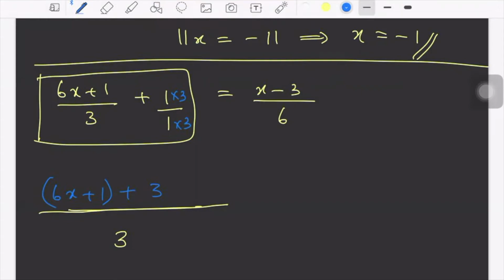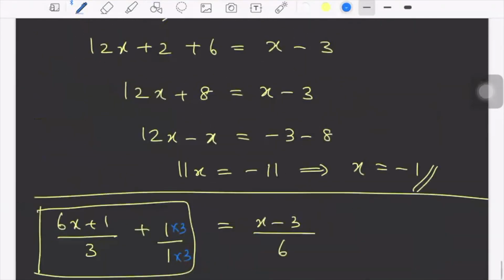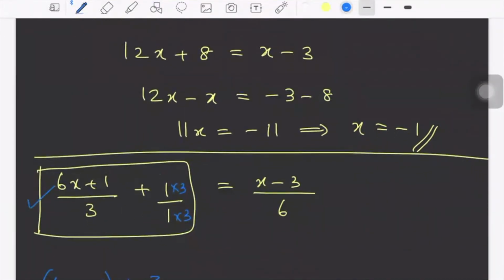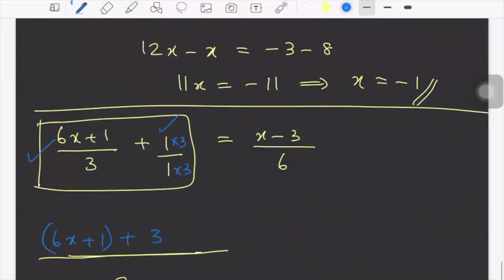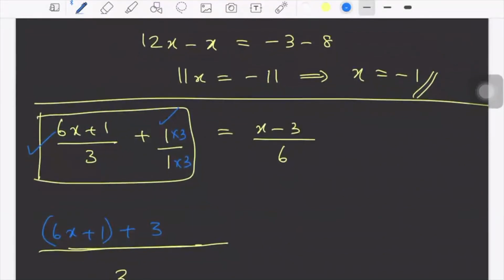Yes. So in this case, the idea is to focus on just one side, and convert it into a fraction where you have the common denominator appearing. Instead of having two fractions, just make it into a single fraction. So this becomes 6x plus 4 divided by 3.